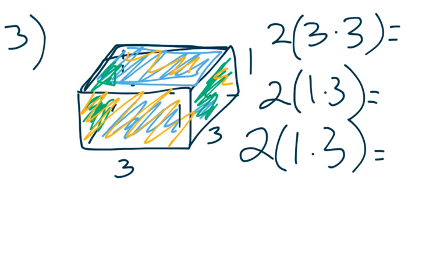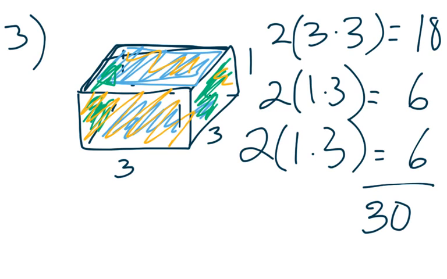So 3 times 3 is 9, times 2 is 18, 1 times 3 is 3, times 2 is 6, and 1 times 3 is 3, times 2 is 6. So we have 18 plus 6 plus 6, and that equals 30. So the surface area of this box is 30.